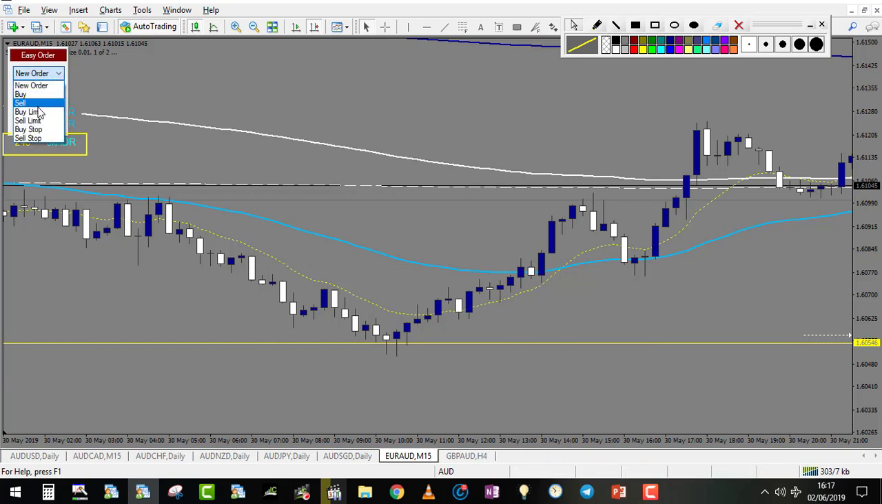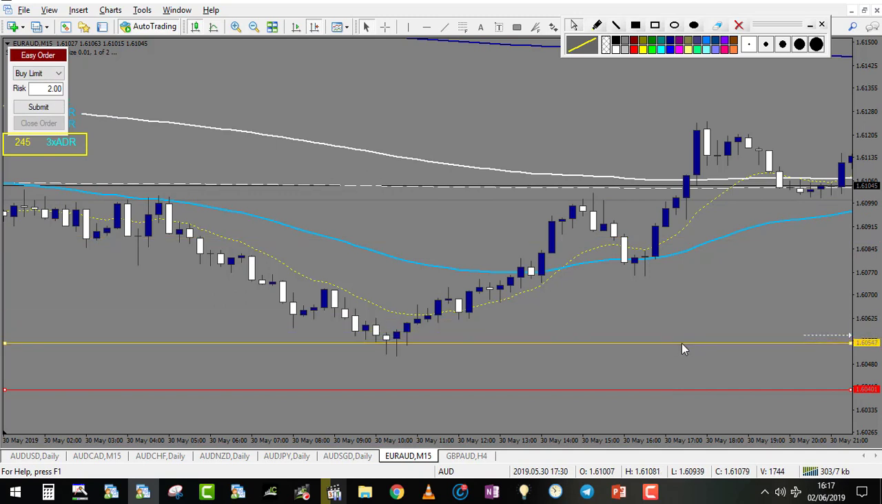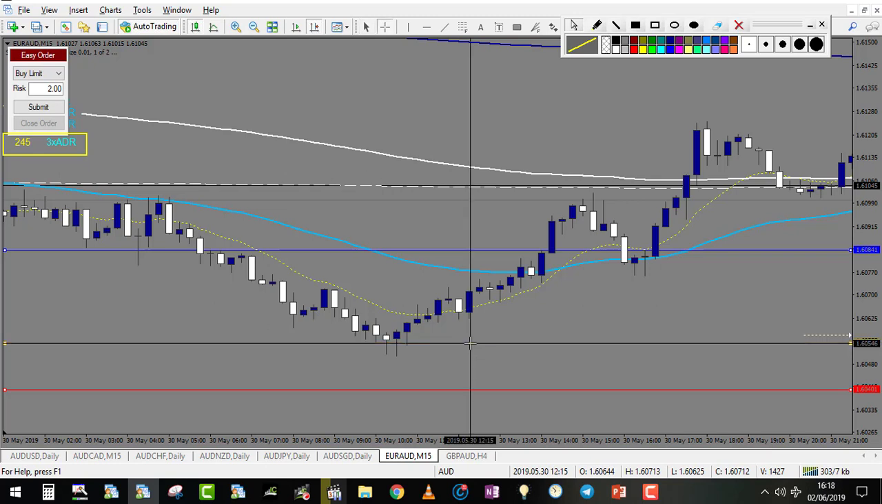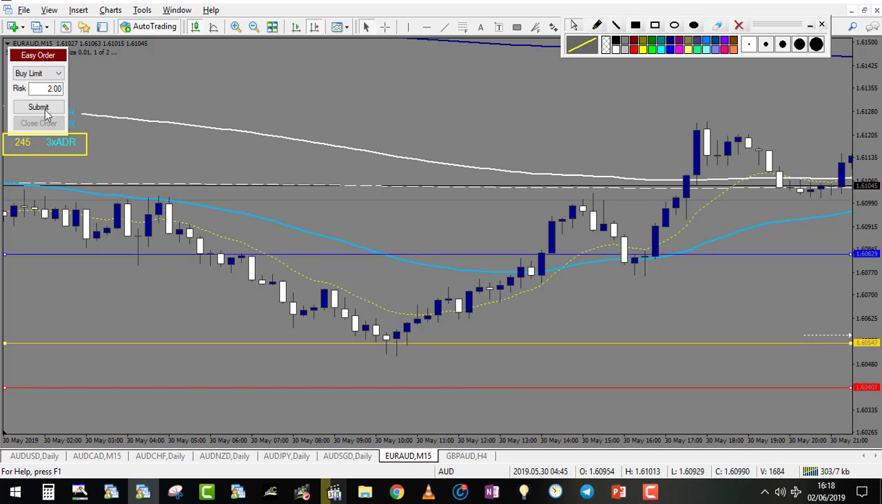Recap once again. So you place your entry point right here, my yellow line. The stop loss will be the 3 times ADR divided by 10, so 25 pips, divided by 2, 13 pips, plus the spread, 13, 14 pips. So 13 pips, 14 pips, that's my stop loss, and after you click on submit and your trade is placed, it will trade automatically. If it's not triggered during the day, you delete this trade.